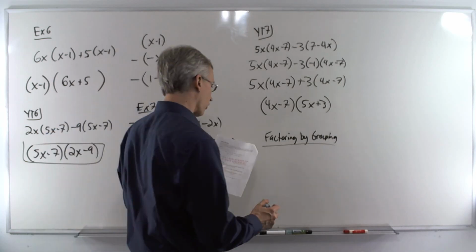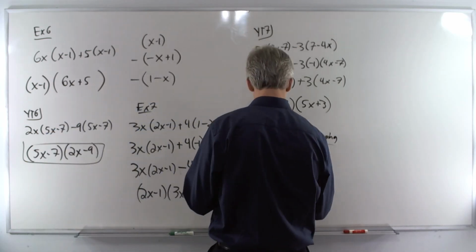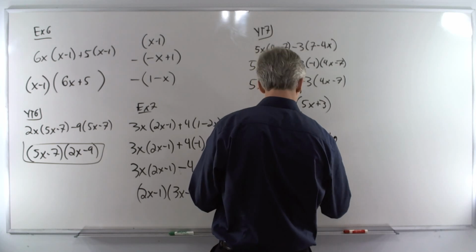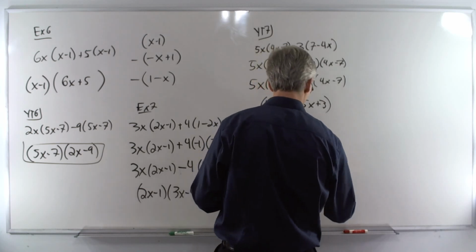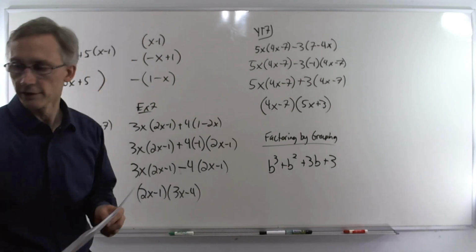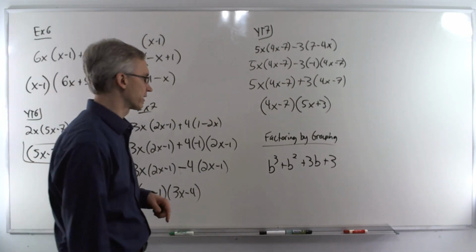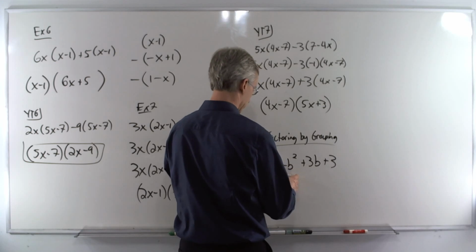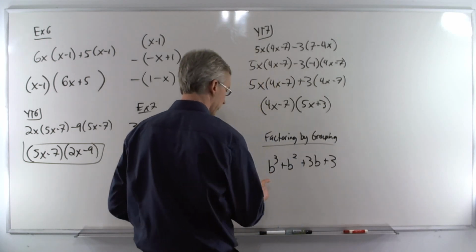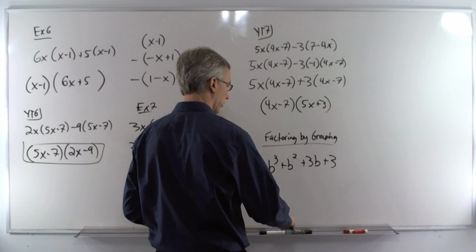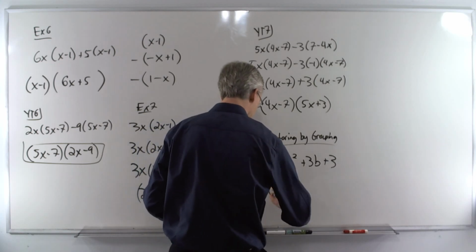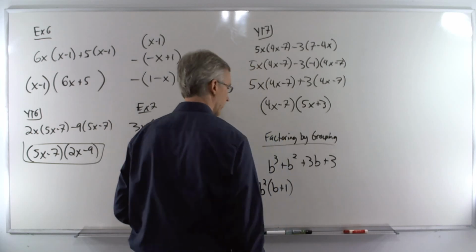So let's take a look at this 4-term polynomial. b to the third plus b squared plus 3b plus 3. So we're going to factor this, and we're going to do it by factoring first the first 2 terms. So the GCF of b to the third and b squared, we take the lower of the 2 exponents, that's b squared. So I'm going to factor out b squared and get b plus 1.